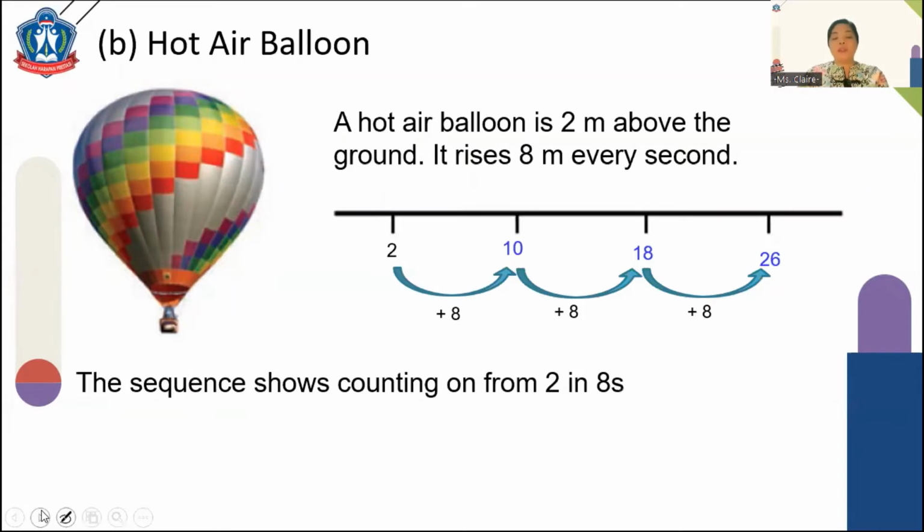So the sequence shows counting on from 2 in 8s. So the sequence is 2, 10, 18, 26. So if it will rise again 8 meters in another second, we will add 8 to 26. So 26 plus 8 gives us, yes, 34 meters.